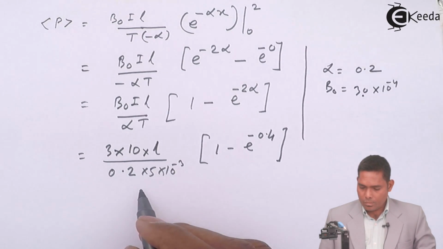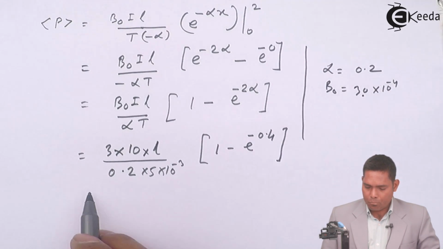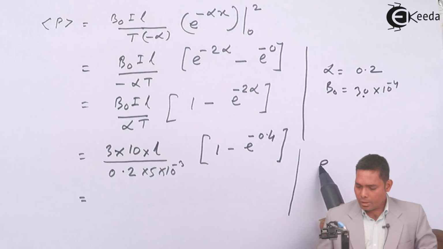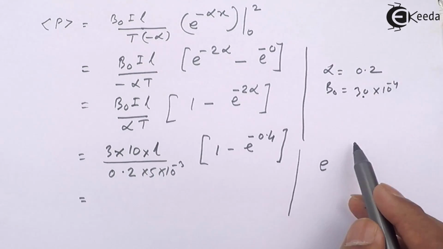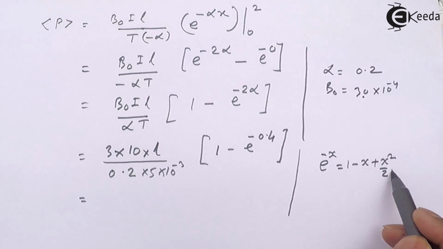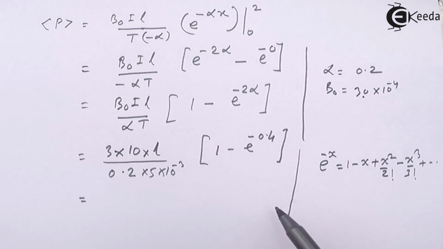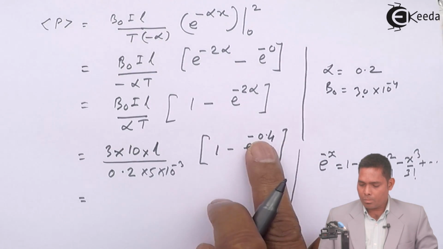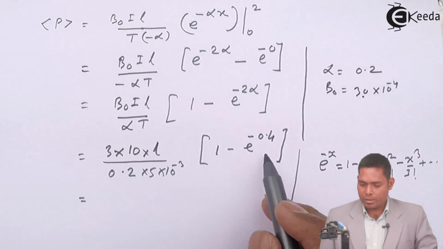Now you have to solve this value. You know that there is the expansion series, exponential series. E raised to minus x is 1 minus x plus x square by 2 factorial minus x cube divided by 3 factorial, and so on. In place of x we have got 0.4. So if I substitute that and solve it, then what I'll get?